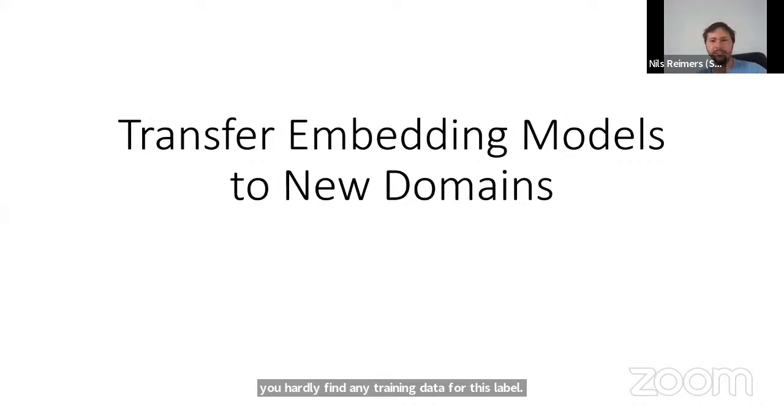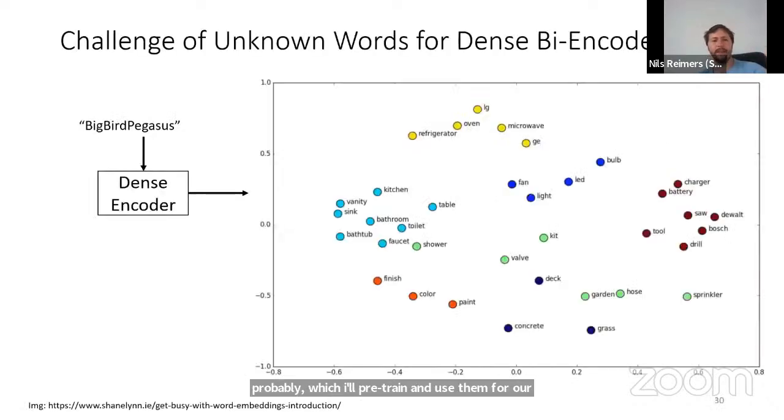We don't want to create large training data sets. So we want to use models out of the box, which are provided, which are pre-trained, and use them for our really specific use case. And a challenge with dense bi-encoders is the curse of the unknown.